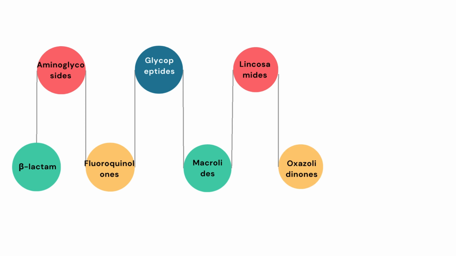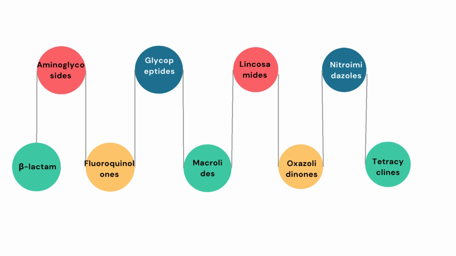Another class is oxazolidinones, such as linezolid and tedizolid. Nitroimidazole also treats for the anaerobe infections. They are metronidazole and tinidazole. The another class is the tetracycline. As an example, there are doxycycline and tigecycline.